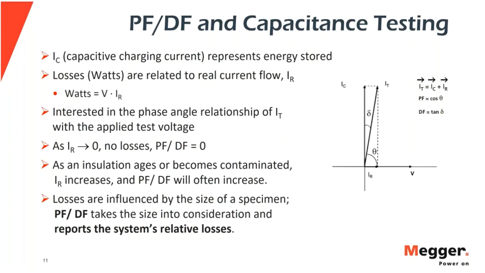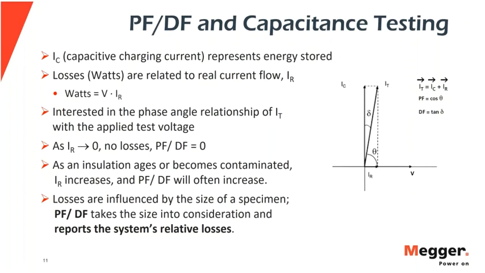And as the insulation ages or becomes contaminated, that resistive current increases and power factor will often follow suit and increase as well. So the reason we don't settle on looking at reported losses themselves is because those are influenced by the size of a specimen. The larger the specimen gets in the same condition, the more losses are going to result. So power factor takes the size into consideration and reports the system's relative losses.